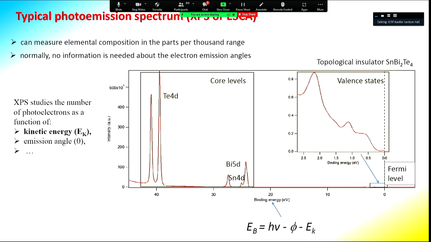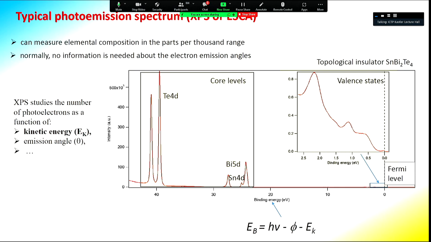So how does the typical photoemission spectrum look? For example, when people talk about XPS, they are normally talking about high photon energies, but an XPS spectrum can also be taken in a surface-sensitive regime, and you can even take it with a helium lamp.